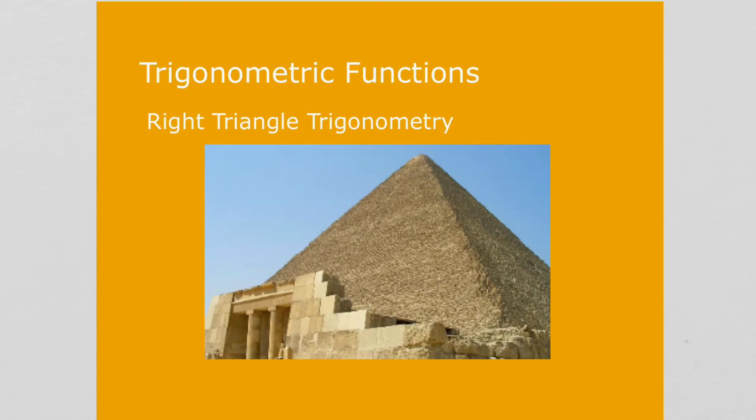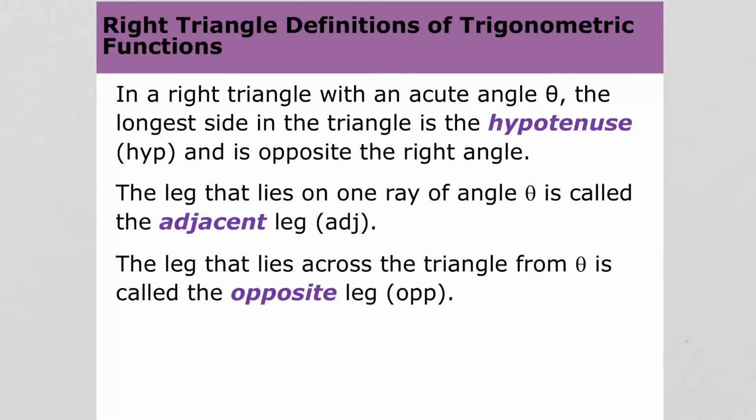More on right triangles in this section. So a right triangle, you probably already know this, but let's talk about it anyway, is a triangle with a right angle in it. In a right triangle, the side opposite from the 90-degree angle, the longest side, is called the hypotenuse.